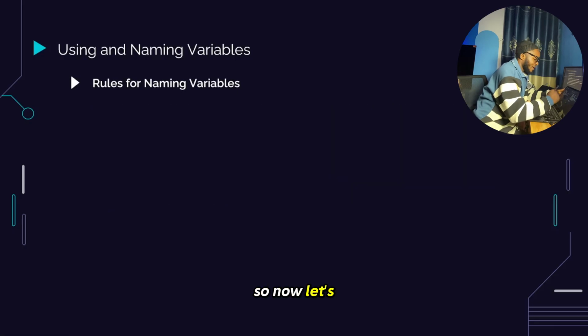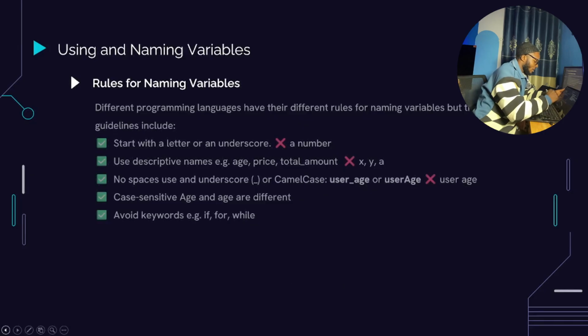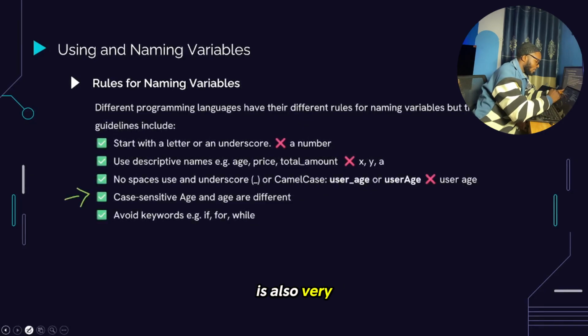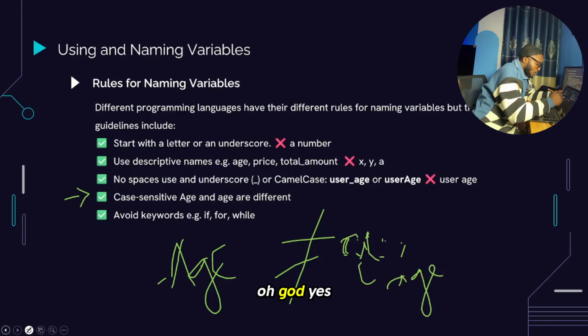So let's go to the next, which is case sensitivity. This one is also very important, because in computers, not in programming itself, in computers, capital A in age is not equal to this age with small a. Oh God, yes, this age is not equal to this. Our stylus is disturbing today. So this age is not equal to this.